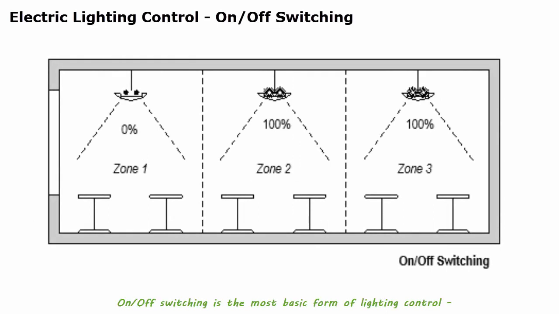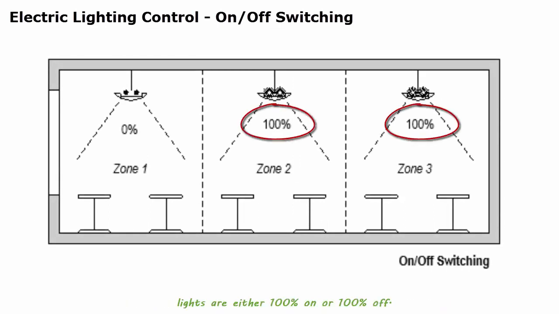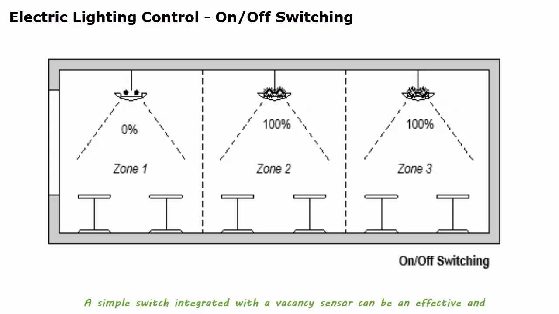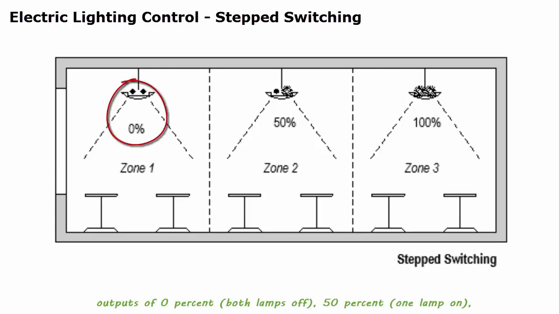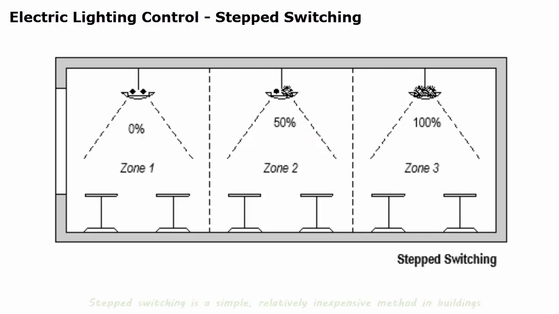On-off switching is the most basic form of lighting control. Lights are either 100% on or 100% off. A simple switch integrated with a vacancy sensor can be an effective and inexpensive way to reduce energy use with on-off switching. A variation of switching is step switching, either bi-level or multi-level. For example, a two-lamp fluorescent luminaire may have two ballasts, each controlling a lamp, resulting in a series of stepped output levels. Output of 0%, both lamps off, 50%, one lamp on, or 100%, both lamps on. Step switching is a simple, relatively inexpensive method in buildings where sudden changes in light level will not be disruptive.